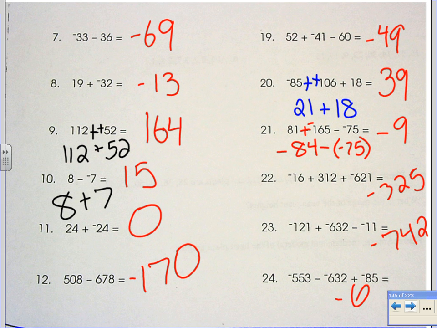Okay, so we changed it to adding the opposite. So when you're adding and the signs are opposite, you need to subtract the numbers. So 165 minus 81, you have to subtract them, is 84. And then take the sign of the larger number. The larger number is negative, so the answer has to be negative.